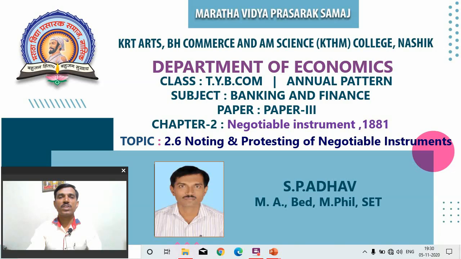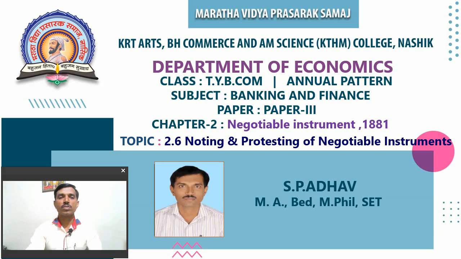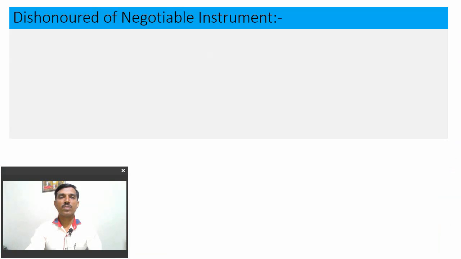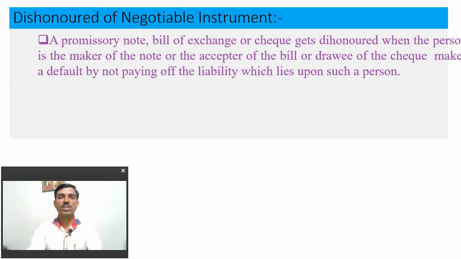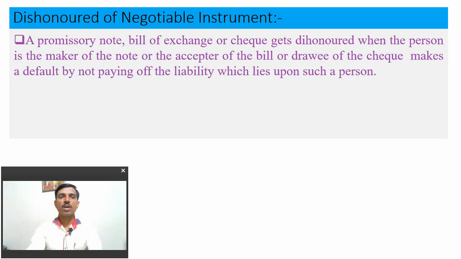Last time we discussed the dishonor of negotiable instruments. This time we are looking first at dishonor, and then at the noting and protesting that are necessary on dishonor of the instrument. So what is the dishonor of a negotiable instrument? A promissory note, bill of exchange and check are the commonly used negotiable instruments.